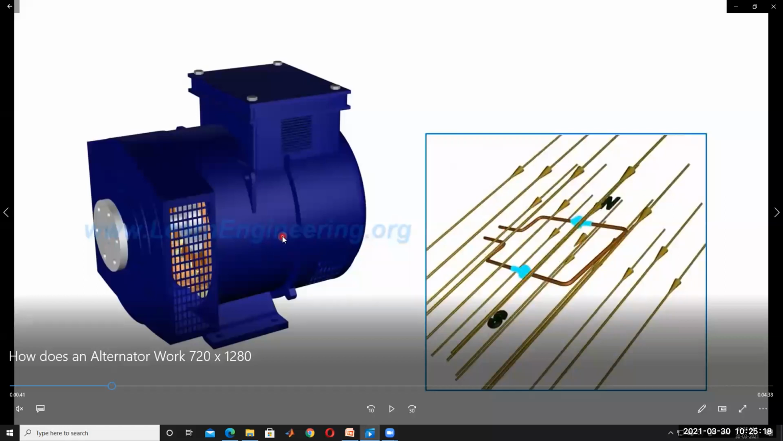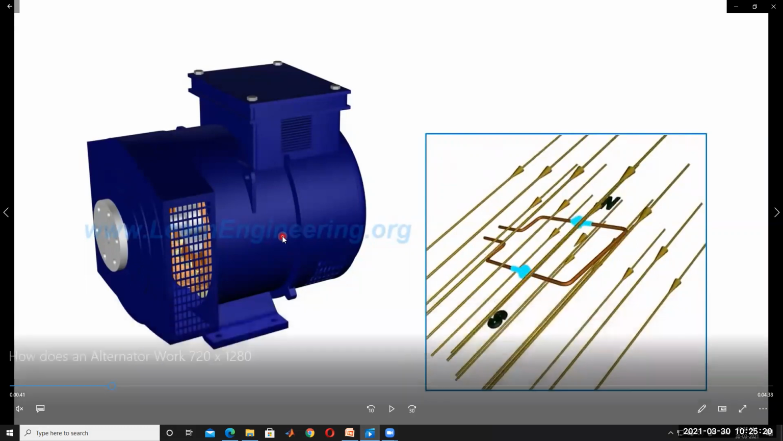Here the field is rotating and the conductors are stationary. The stator winding is stationary, but the rotor carries the field. The rotor acts as the field winding and the stator acts as the armature winding. But in a DC machine, the rotor winding is the armature winding and the stator winding is the field winding. In a DC machine, the field windings are in the stator and the armature winding is on the rotor. But here it is different: armature winding on the stator, field winding on the rotor.